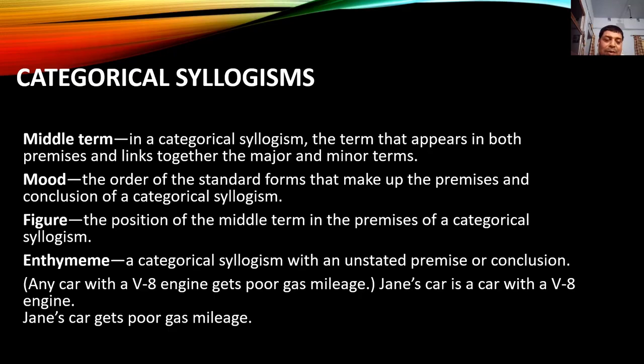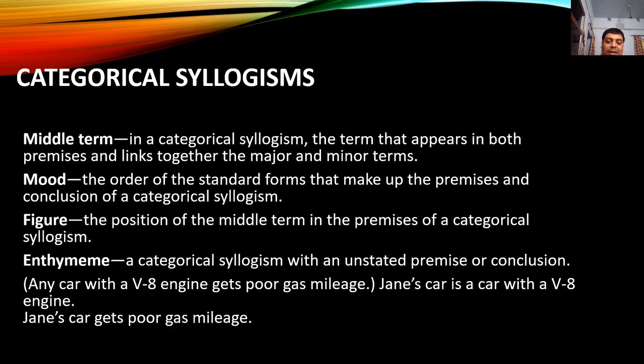Now next one is enthymeme. So enthymeme is a categorical syllogism in which there is an unstated premise or conclusion. So what can it be? Any car with a V8 engine gets poor gas mileage. Jane's car is a car with a V8 engine. Hence, therefore, Jane's car gets poor gas mileage.